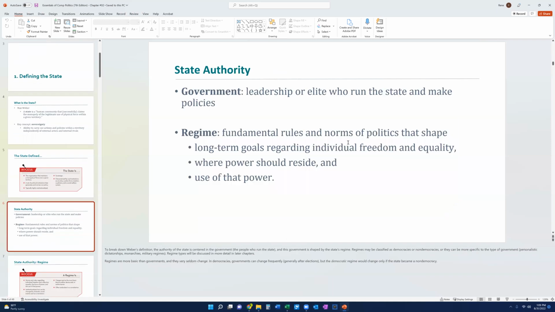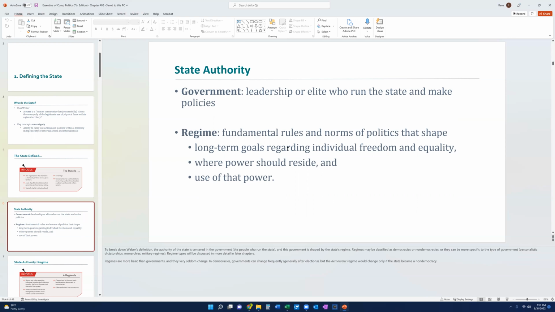Now, when you're talking about the state, we can think of the state as the computer, or the machine, of a country. The regime is the software. How is it that that country has organized itself from a political standpoint? What are the fundamental rules and norms politically that are found within a country? In other words, how does that country address long-term goals regarding individual freedom and equality?